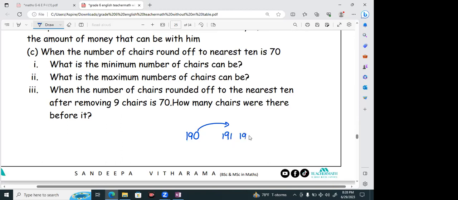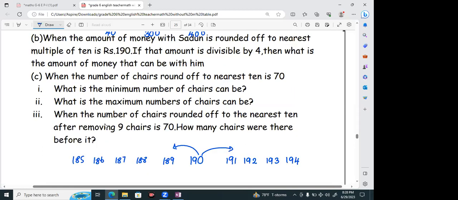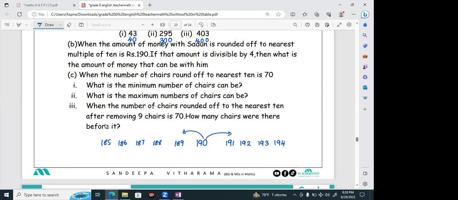191, 192, 193, 194. What are the others? It is 189, 188, 187, 186, 185. Then it is given that it is divisible by 4. Then what are the answers?